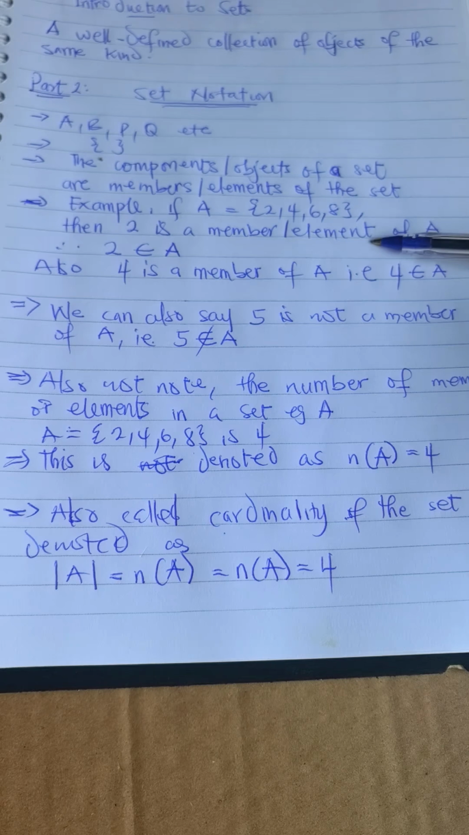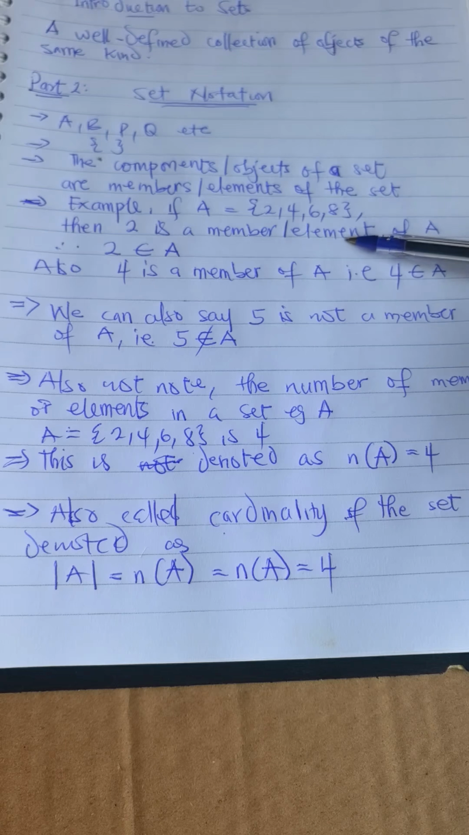What I mean is they can be anything at all: numbers of the same kind, people of a particular kind, letters of the alphabet, other sets, and so on. But they should be unique, as we looked at in the introduction.